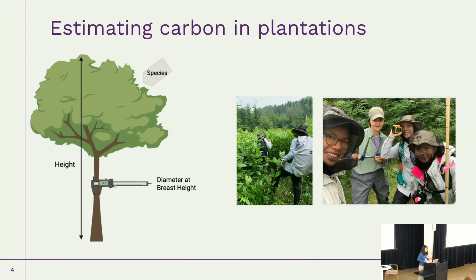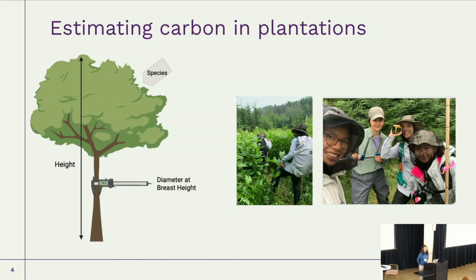So to give a little bit of context, how do people estimate carbon in plantations? Normally, you need three pieces of information to recover the carbon that is stored in a tree: the height of the tree, the diameter at breast height, and the species. And so you have to send people into the field to sample trees. So we've been with Isabelle, who's right here, to sample some trees in plantations.